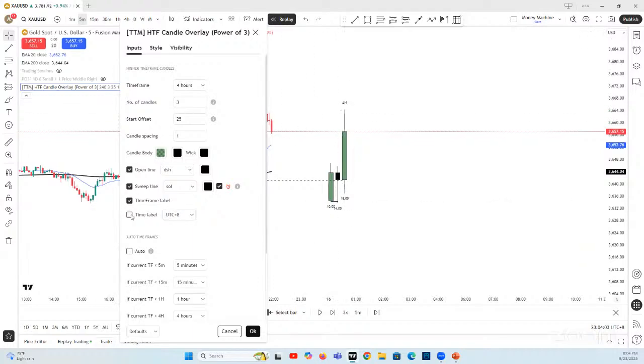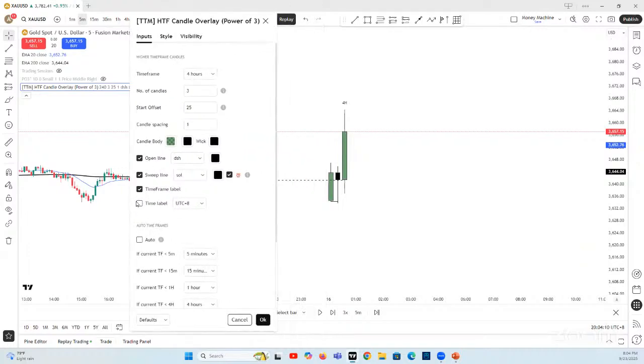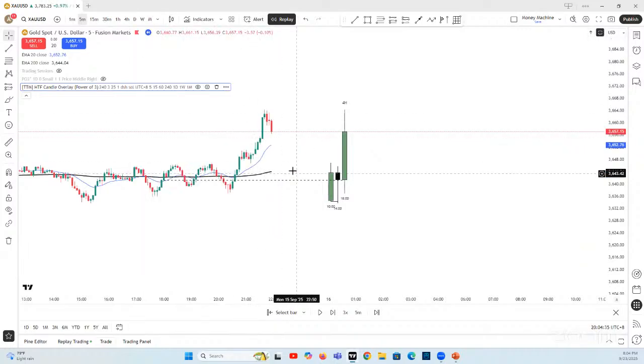Time label, this is the 4 hour. If you remove this, this should disappear, I think, or there's some delay now. I don't know why it's not. Anyway, it's all up to you. So you can see here, this one will end at 10 o'clock, this will end at 2 o'clock, this will end at 6 o'clock. That's the meaning.